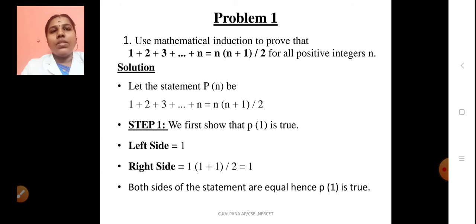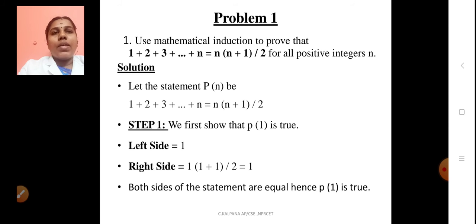The solution of the problem is: first you have to substitute n equal to 0 or 1. Now I am going to substitute n equal to 1. Before that, write the given statement. Let the statement be P(n). I am going to assume the given question as P(n): 1 plus 2 plus 3 plus up to n equals n(n plus 1)/2. And in step 1, I am going to substitute n equal to 1.